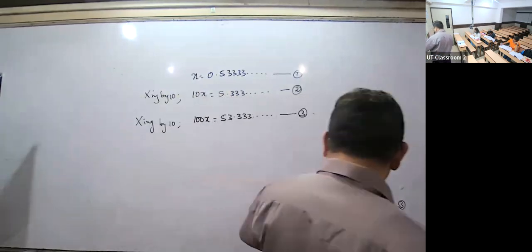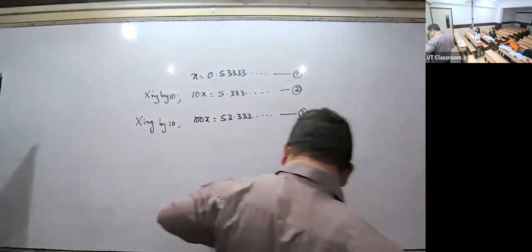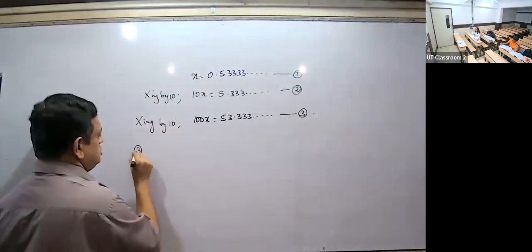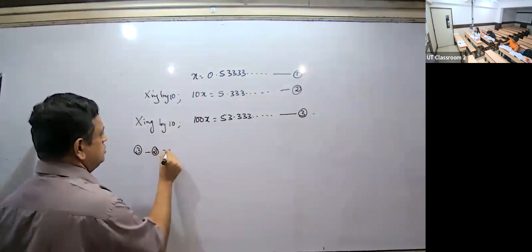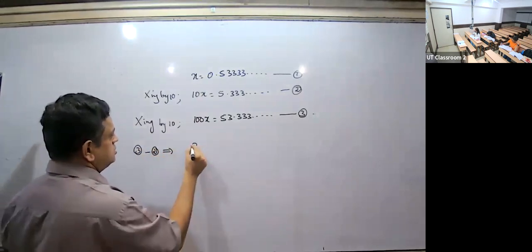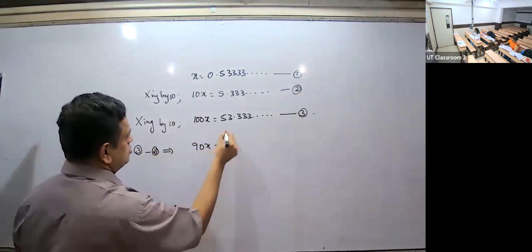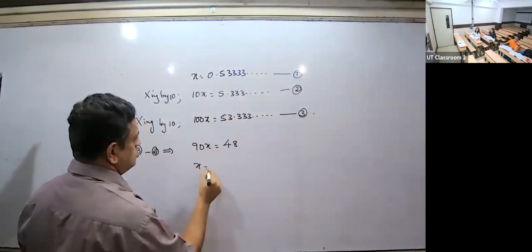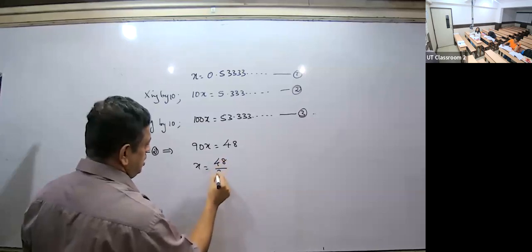Now what do you have to do? You have to subtract. From where? Equation 3 minus equation 2. Which gives 100 minus 10 is 90. x is equal to 53 minus 5, 48. x is equal to 48 upon 90.